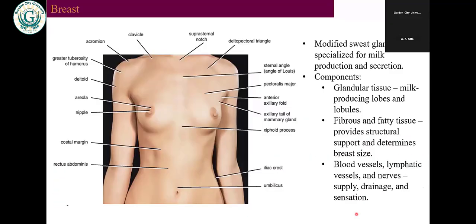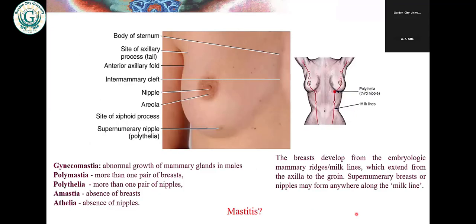Now, let me see whether you see this one here. There's something that we call the milk line. The breast developed from the mammary ridges, or the milk lines, and the milk line extends all the way from the axilla to the groin. What it means is that additional breast or nipple may form anywhere along the milk line. If you look here, there's a nipple here. The person had this nipple here.